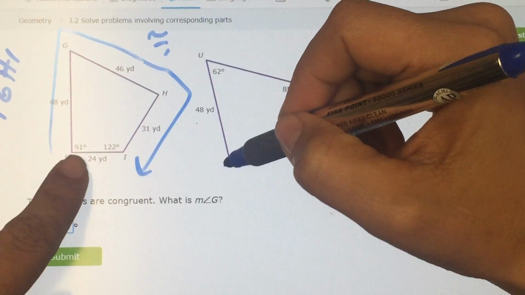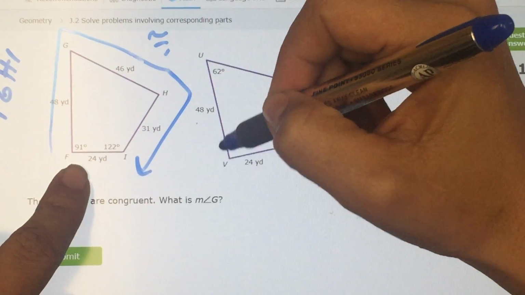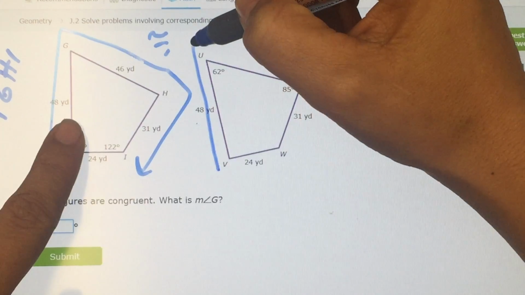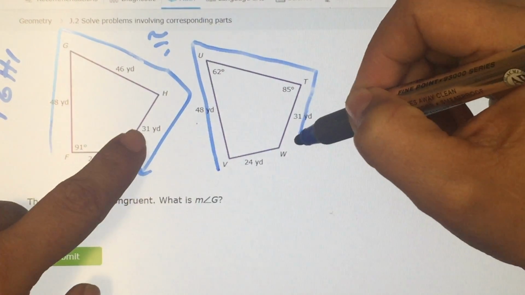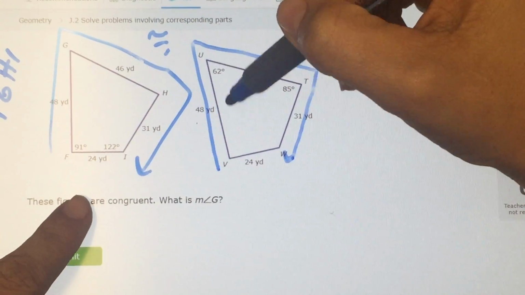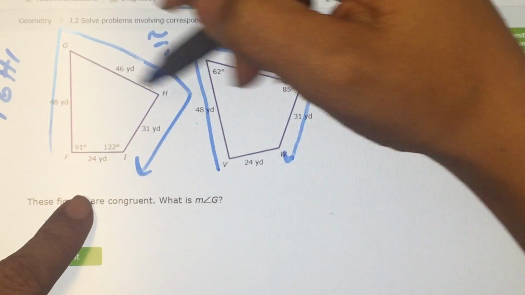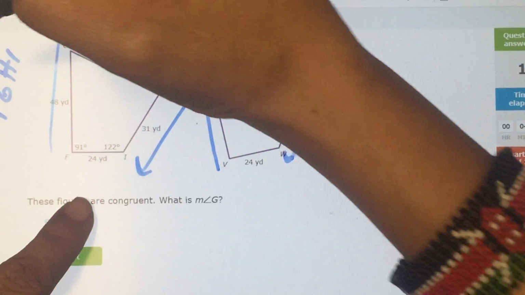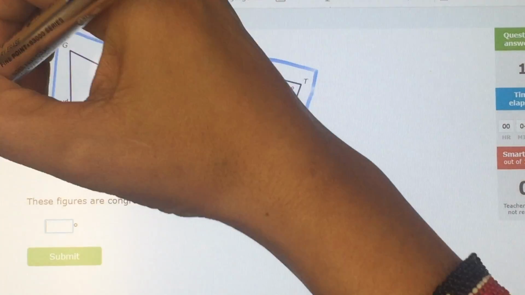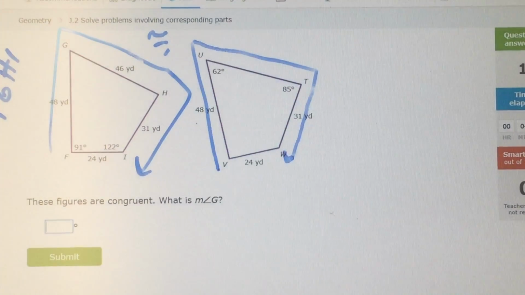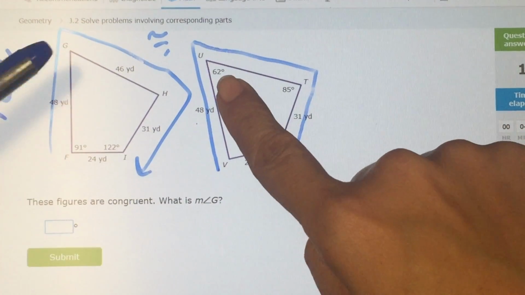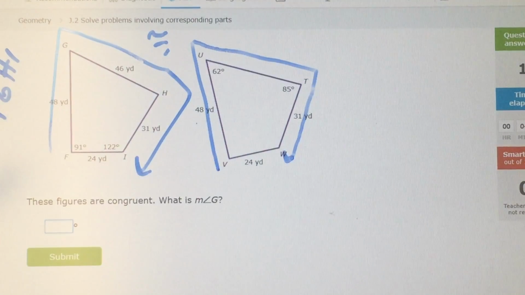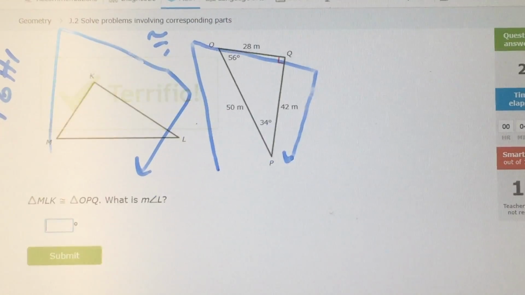Okay, and so I have to go starting at V, it goes 48. That has to be 62. This is going to be 46. That's got to be 85. Then it goes 31 back. So it goes V, U, T, W. So these two are congruent. Now you can use it to find G. G is U. So find wherever U is, which is 62. Same shape, same size, same angles.